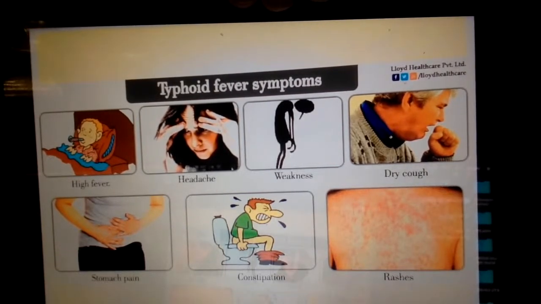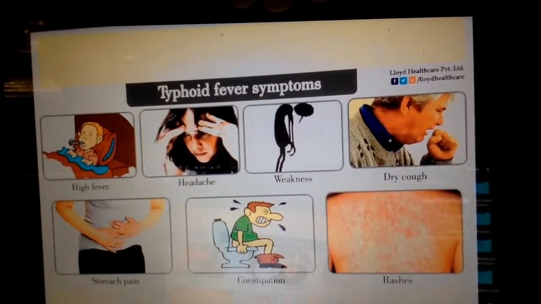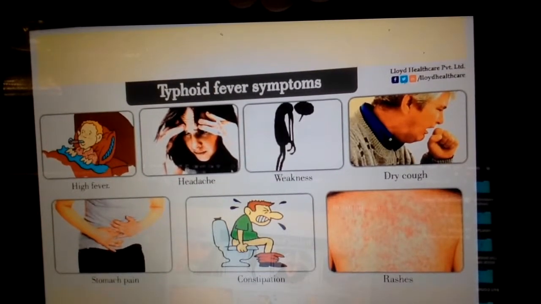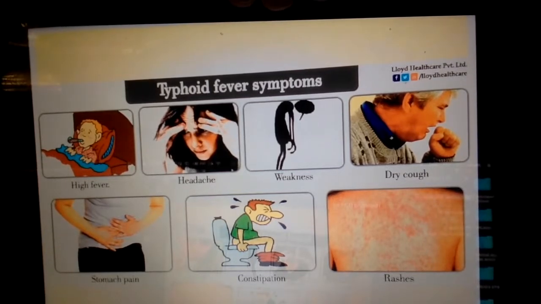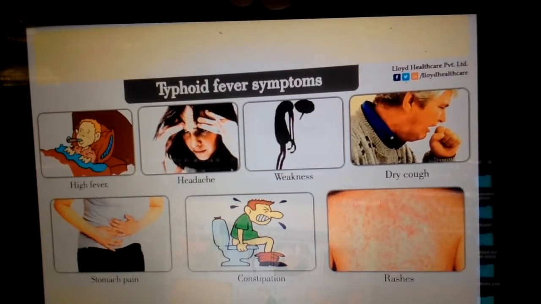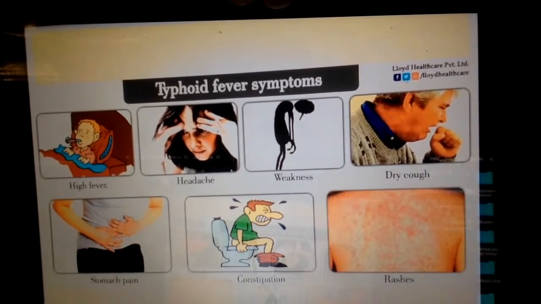Typhoid fever symptoms can range from mild to very severe. Common symptoms include a high fever, headaches, feeling of weakness, cough, stomach pain, diarrhea or constipation, and a rash. A large spleen can develop, and in some cases hemorrhaging will occur. In rare cases, the bacteria will infect the bloodstream and affect all the organs of the body.